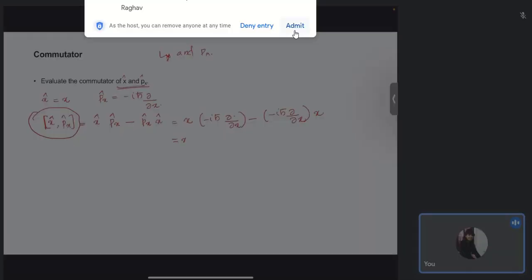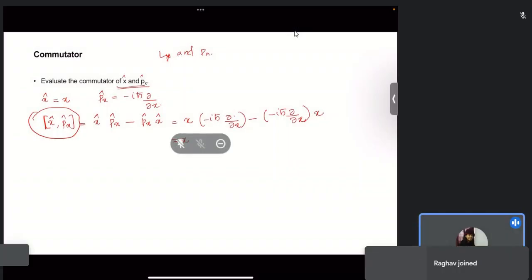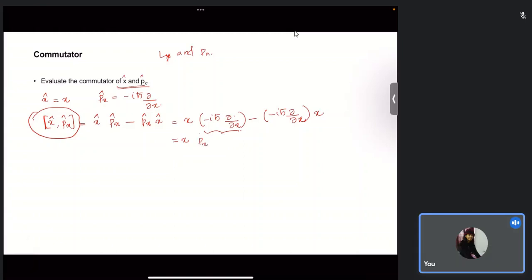Here there is nothing to evaluate, so we can just directly write it back as x px cap, minus of minus is going to be plus i h cut del by del x of x. Del by del x of x is going to be 1, right? So x px cap plus i h cut. So this is the commutator of x cap and px cap.